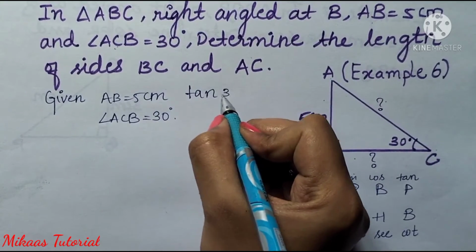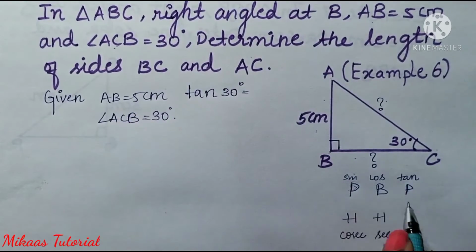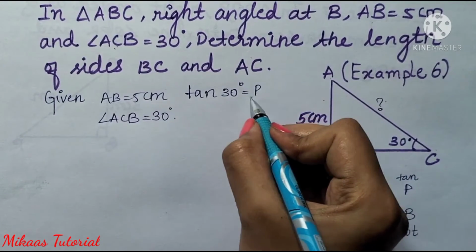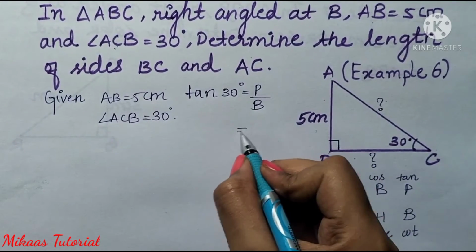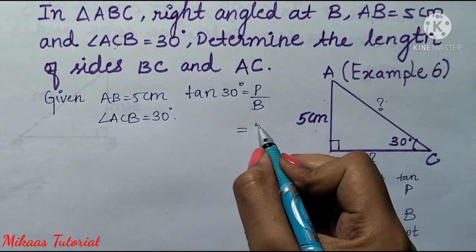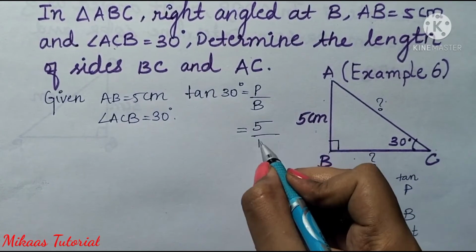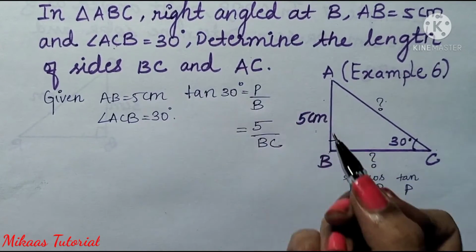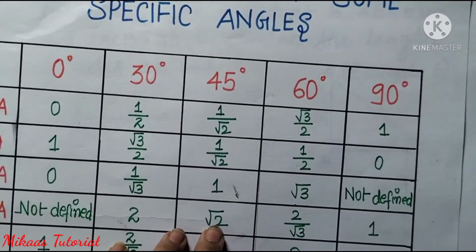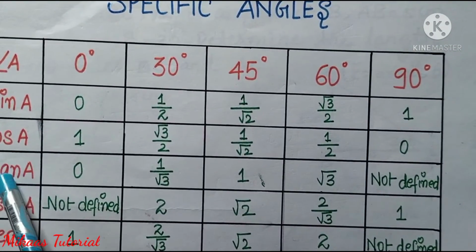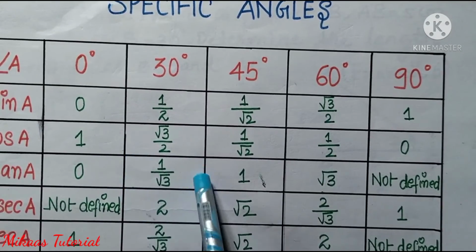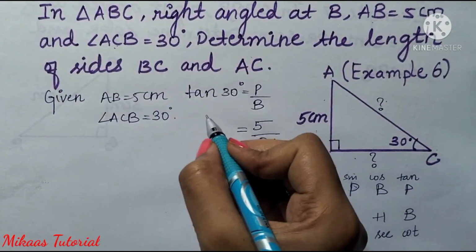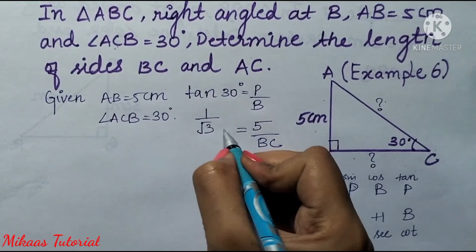So tan 30 degrees is equal to perpendicular by base. It will be easy if you write and keep Pandit Badri Prasad Hari Hari Bol. What is the perpendicular? Given in the question, 5. And the base is BC, which we are going to calculate. What is tan 30 degrees? I have taught you these angles before. Tan 30 degrees is 1 by root 3. Take that value and write here 1 by root 3.